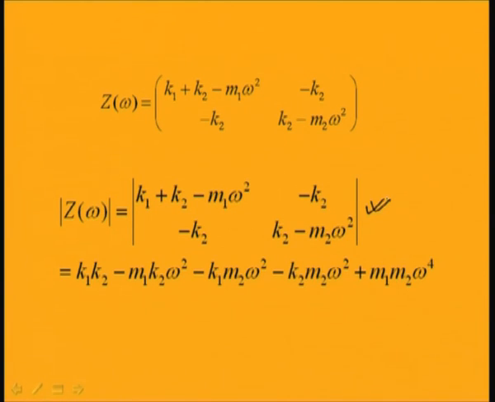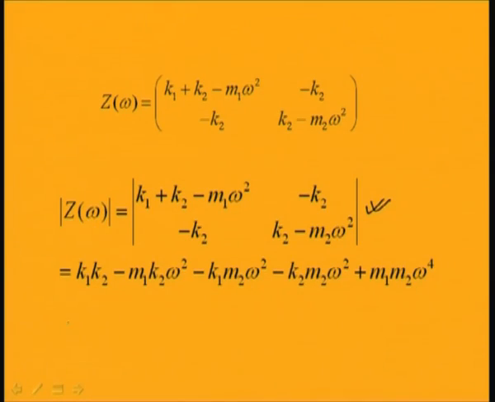So, this matrix or the determinant of this also can be written in terms of the normal mode frequencies of the system. If the normal mode frequencies of the system are omega 1 and omega 2, this expression you can write in the form of omega square minus omega 1 square, into omega square minus omega 2 square, multiplied by some constant.